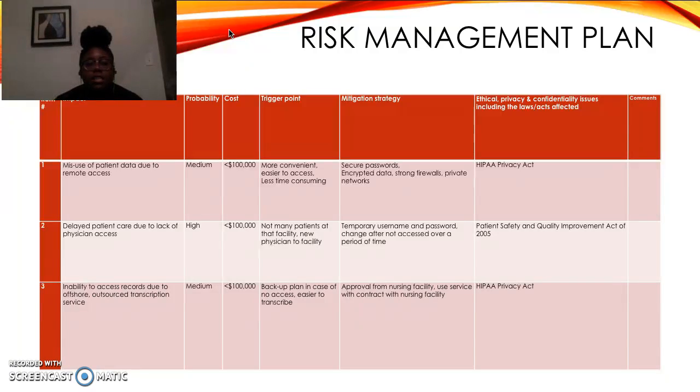And this is the risk management plan. So this just goes through all the risks, the probability of them happening, how much they will cost, the trigger point, and what acts they go against, and how we will solve them. So one of the risks and its impact would be the misuse of patient data due to remote access. So that's just hackers or his computer being stolen, and that has a medium probability of happening.